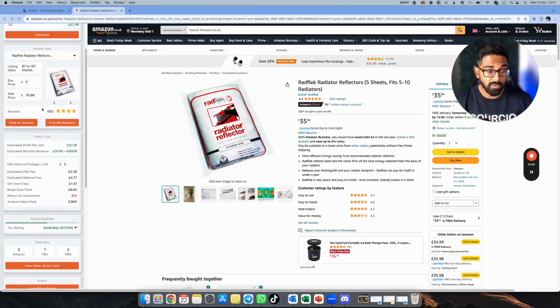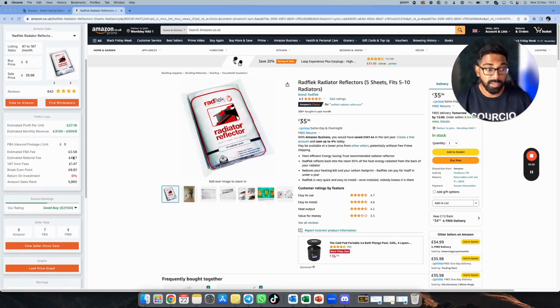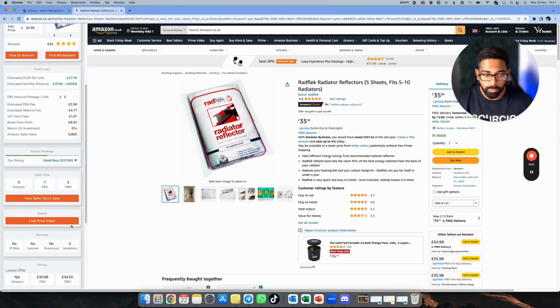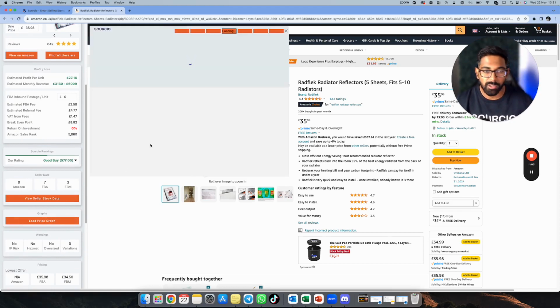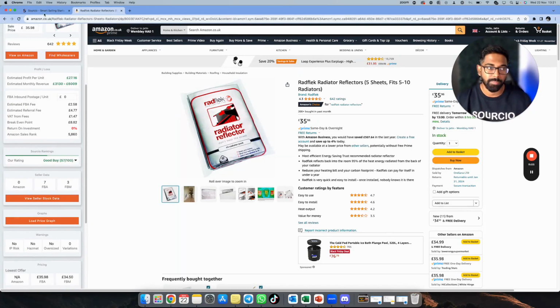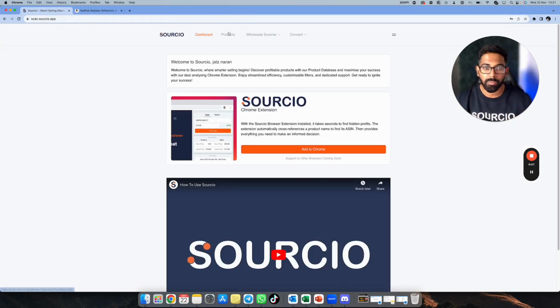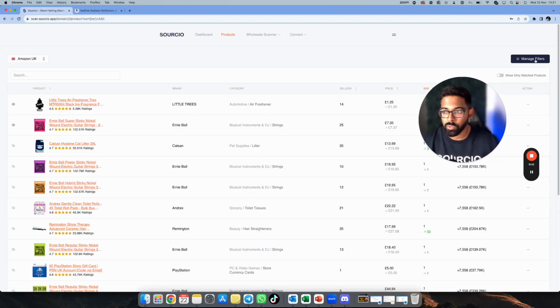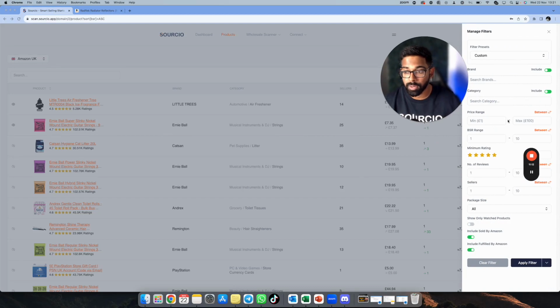As you can see, it will show you exactly how much this product sells per month, what the price of it is, and your return on investment. You can get estimated referral fees and FBA fees, which is what I was talking about. If you're VAT registered, it will tell you the VAT it will cost you on top of the fees. You can get price graphs and all the seller stock data and all the stuff that is really important. I'm not going to go too much into detail, but on the product database, you can filter the entire database according to the products you're looking for.